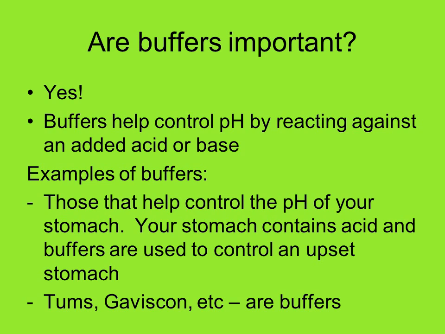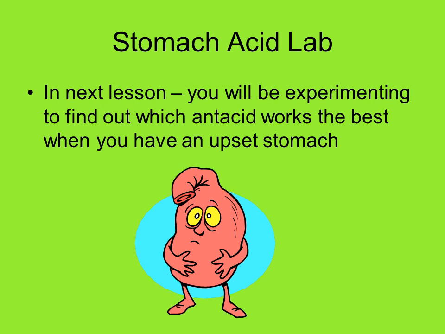Buffers are important. They help control pH by reacting against an added acid or base. So, for example, buffers help control the pH of your stomach. Your stomach contains acid, and buffers are used to control an upset stomach. Tums, Gaviscon, etc. are all buffers that are taken by people to help control their upset stomach. In the next lesson, you're going to experiment to find out which antacid works the best when you have an upset stomach.